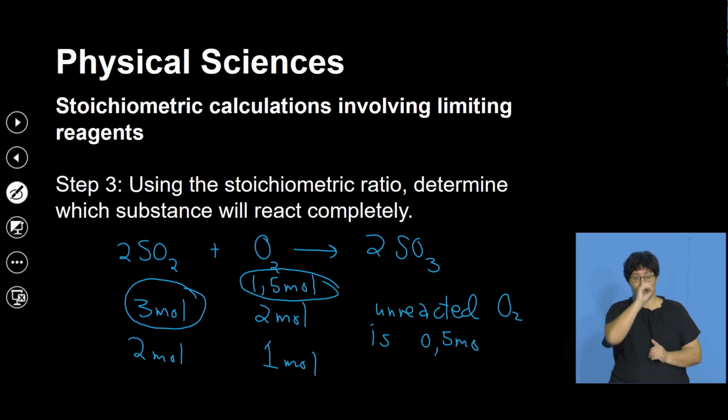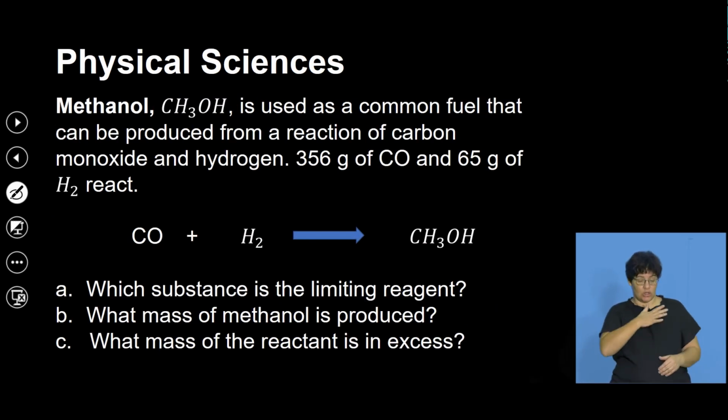So the 0.5 mole is what remains, because of the 2 moles present in the 64 gram sample, only 1.5 will react. It means all the 3 moles of the sulfur dioxide react, and this is our reactant which is the limiting reagent, and then oxygen is in excess. Now, let's shift our attention to a different example that addresses more or less the same thing.